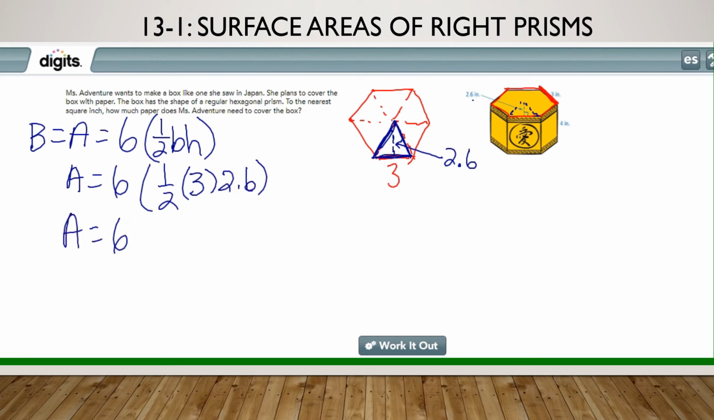Now you can multiply this however you want to. I can go ahead and do 3 times 2 6/10, which will be 7 8/10. And then if you get half of that, that will be 3 9/10. So 3 9/10 will go here. And then you go ahead and multiply that by 6. And you will end up with 23 4/10. And don't forget your units, that's inches squared. So that is the area of the base. That's the area of the entire hexagon.